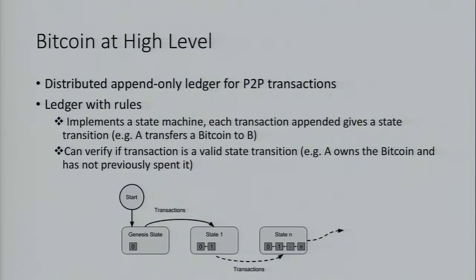But first, at a high level, Bitcoin's a distributed append-only ledger for peer-to-peer transactions. It's more than just a ledger; it's a ledger with rules. So you can think of it simply as implementing a state machine, where each transaction appended gives some state transition. For example, party A is transferring a Bitcoin to party B, and a valid transaction is a valid state transition if it satisfies certain rules, such as A owns the Bitcoin and has not previously spent it.